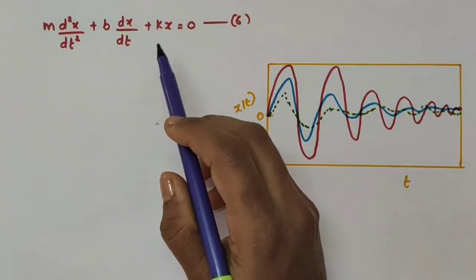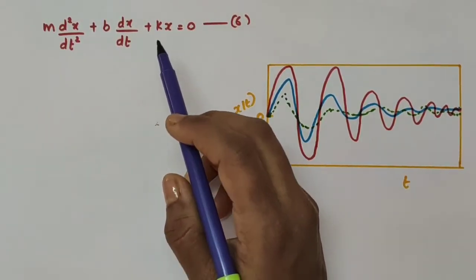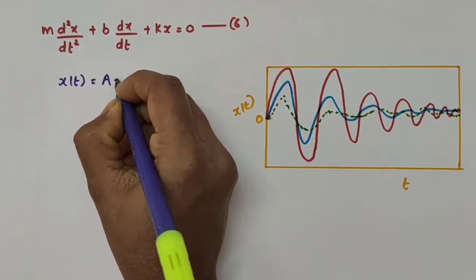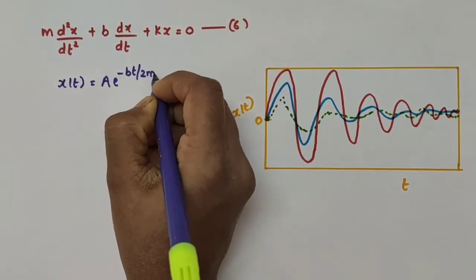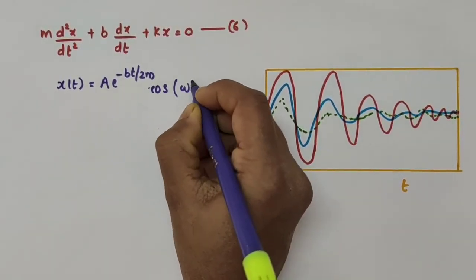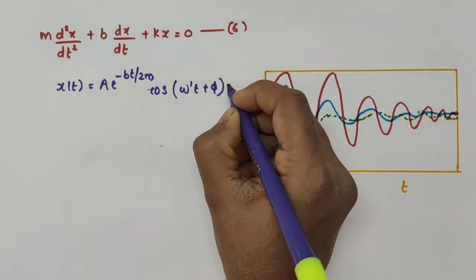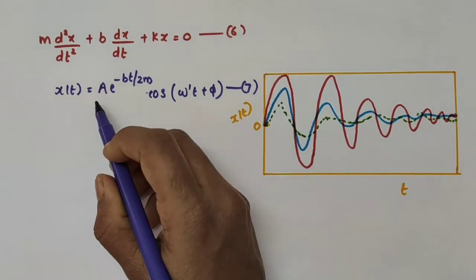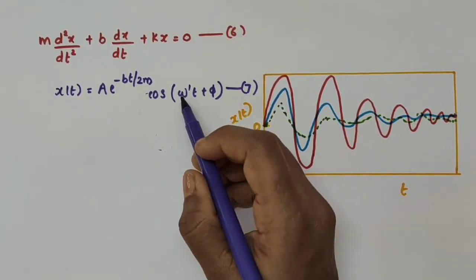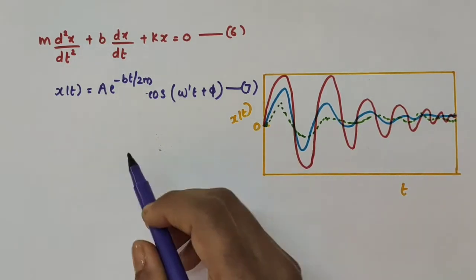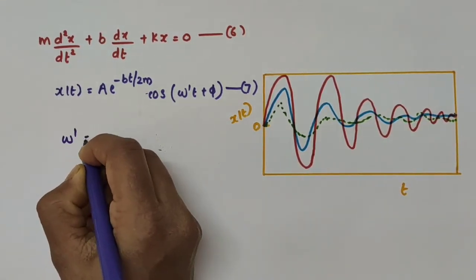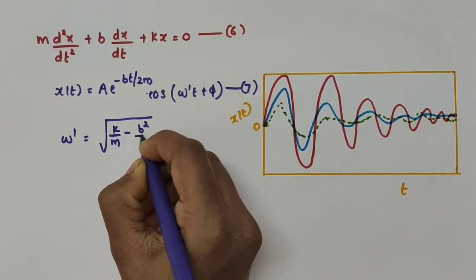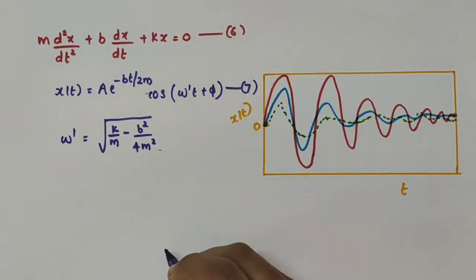The solution of this equation number 6 is found to be of the form x of t is equal to A e raised to minus bt by 2m cos of omega dash t plus phi, and I am taking this as equation number 7, where A is the amplitude of oscillation and omega dash is the angular frequency of the damped oscillator. And omega dash can be written as square root of k by m minus b square divided by 4m square.